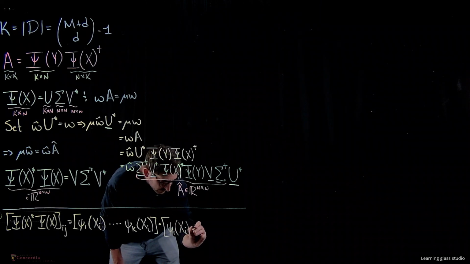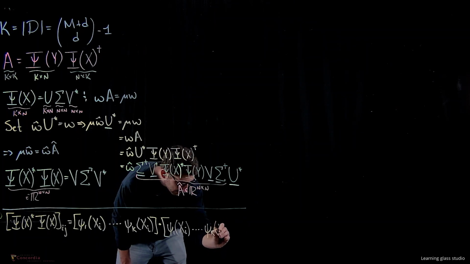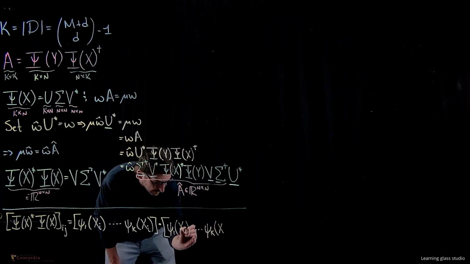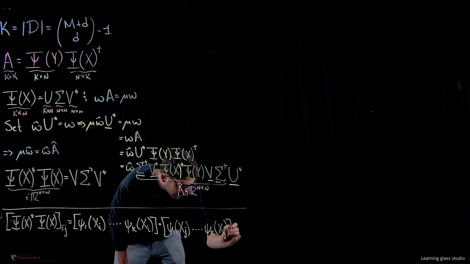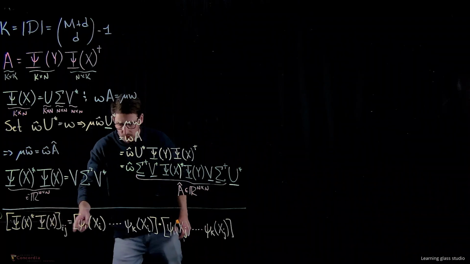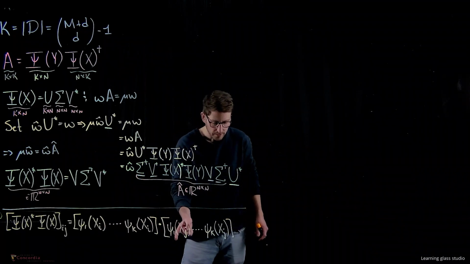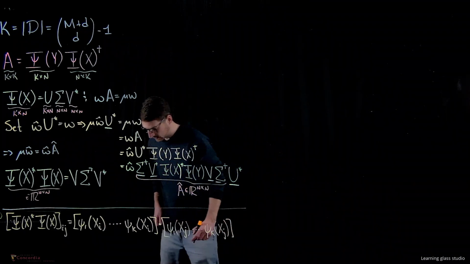xi dotted with xk. Sorry, this is xj now, pardon me. xj, like this. And that just comes from the fact that I have a transpose here, but really this is just every dictionary element at one point in time dotted with every dictionary element at a different point in time.